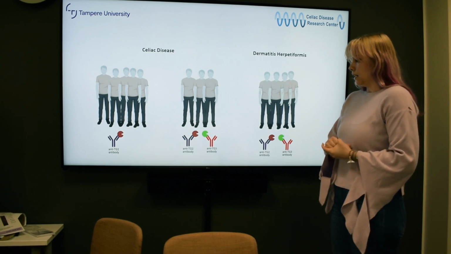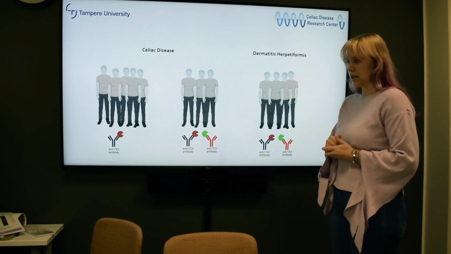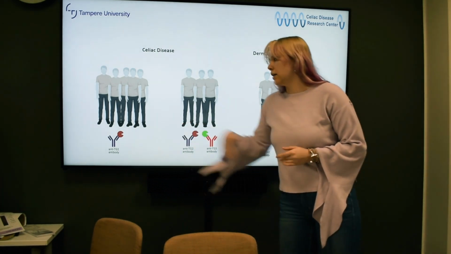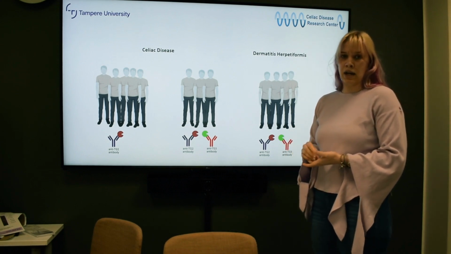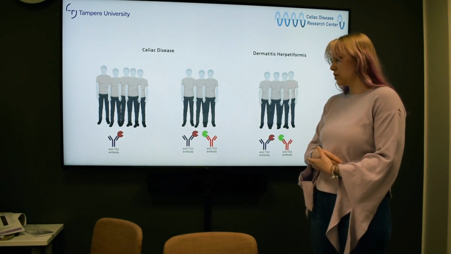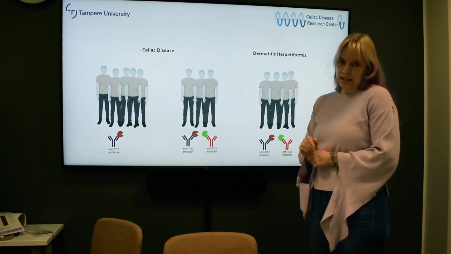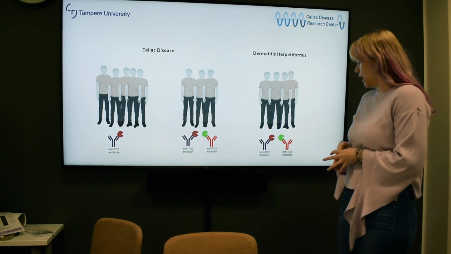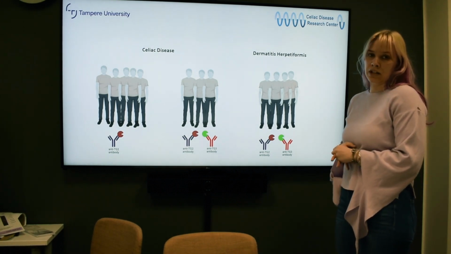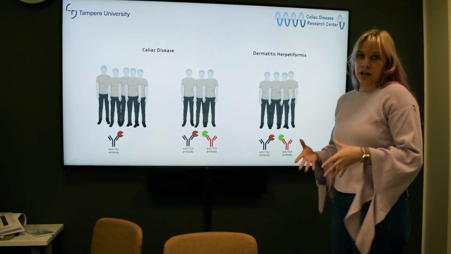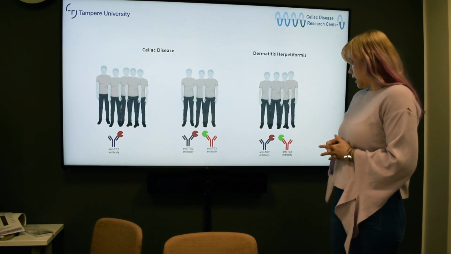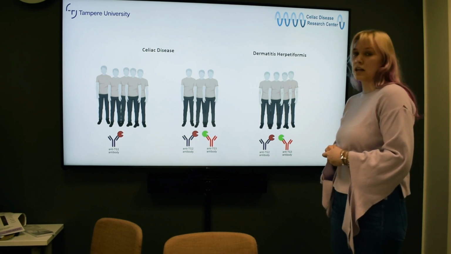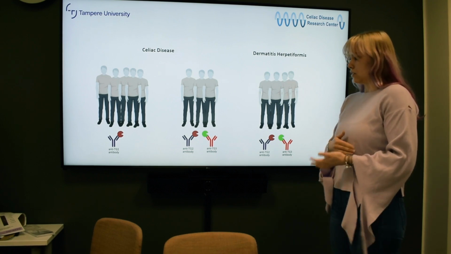The main autoantigen in celiac disease is an enzyme called transglutaminase 2. Antibodies towards this enzyme can be found in the bloodstream of the patients, and they're also used for diagnosing celiac disease. In dermatitis herpetiformis, in turn, the main autoantigen is an enzyme called transglutaminase 3, which is closely related to transglutaminase 2. This enzyme is found in the skin of the patients, near the rash, and antibodies are found in the skin as well as in the bloodstream.